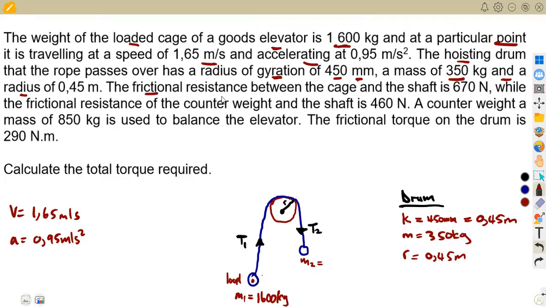Then the frictional resistance between the cage and the shaft. Take note, we're talking about between the cage and the shaft. The cage is which part? A loaded cage of goods.